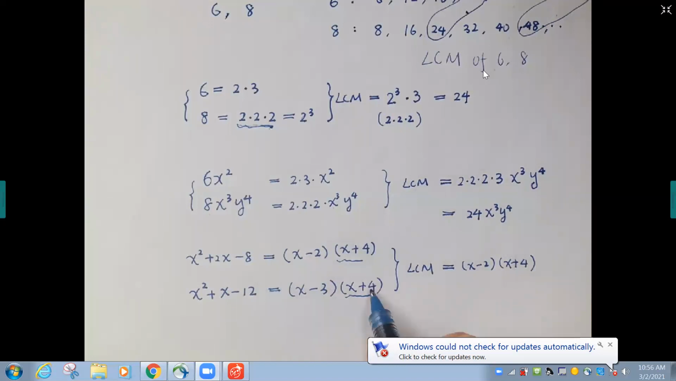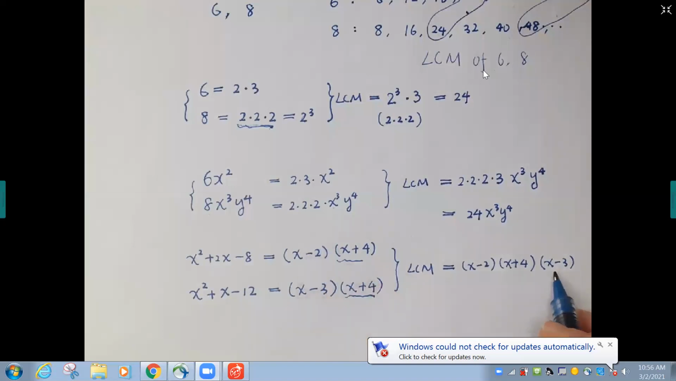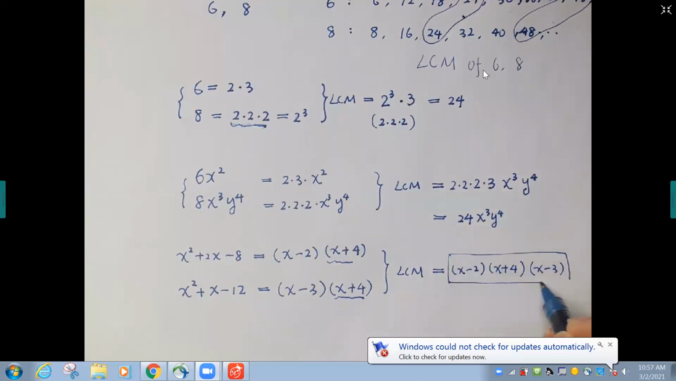Then in the second polynomial, I see a new factor, x minus 3. So again, x minus 3 appears once here, 0 times on the top. So one time is the maximum. Then keep going. I see x plus 4. X plus 4 is not new anymore. I have used this already. Then forget about this one. What we have here, this product is the least common multiple of those two polynomials.